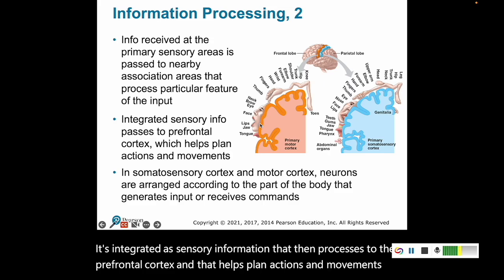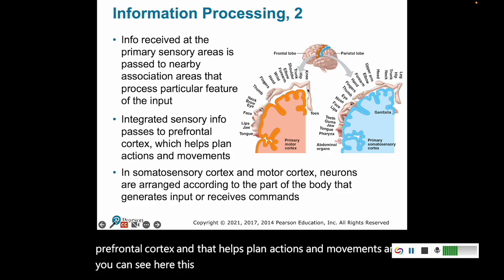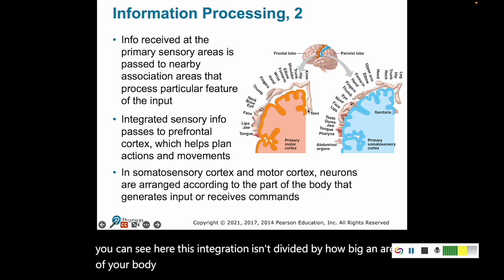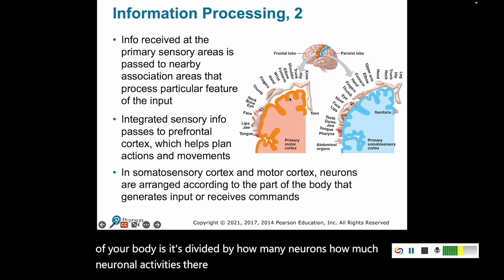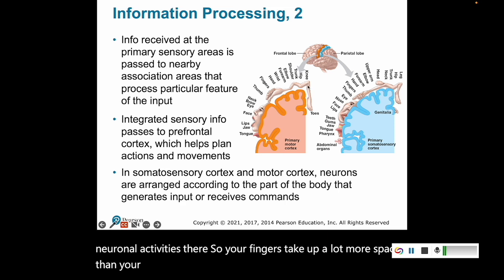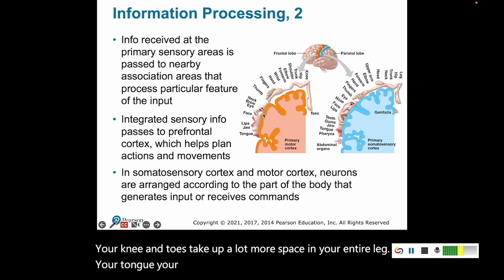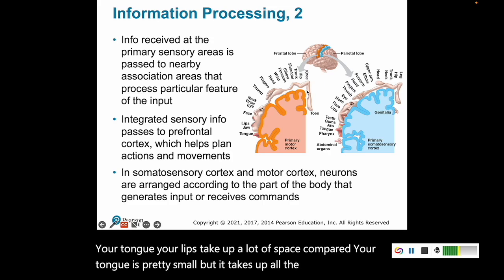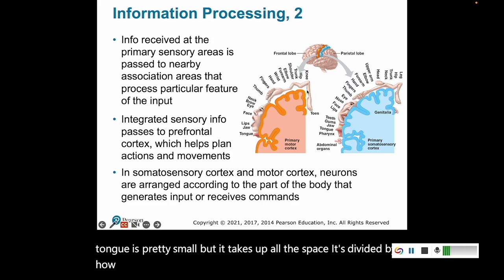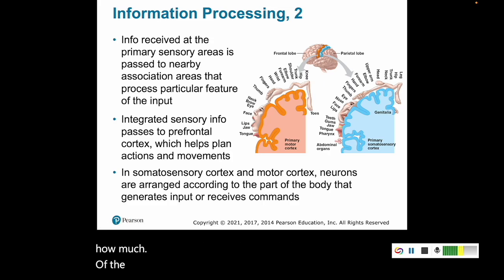And you can see here, this integration isn't divided by how big an area of your body is. It's divided by how many neurons, how much neuronal activity is there. So your fingers take up a lot more space than your entire arm. Your knee and toes take up a lot more space than your entire leg. Your tongue's pretty small, but your tongue and lips take up a lot of space. It's divided by how much of a nerve response that part of the body makes.